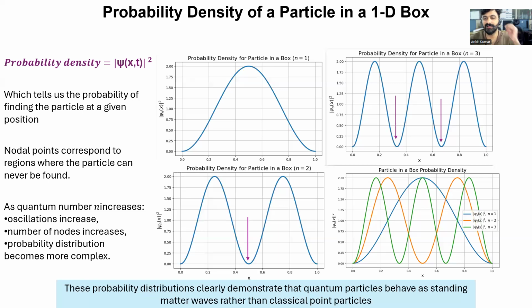Okay, so here I'll end this lecture on the particle in a 1D box. In the next lecture, I'll start with the discussion of the particle in a 2D box, and again we'll derive the wave function, we'll calculate the probability density, and we'll see the effect of the value of n on the probability density as well as the wave function.